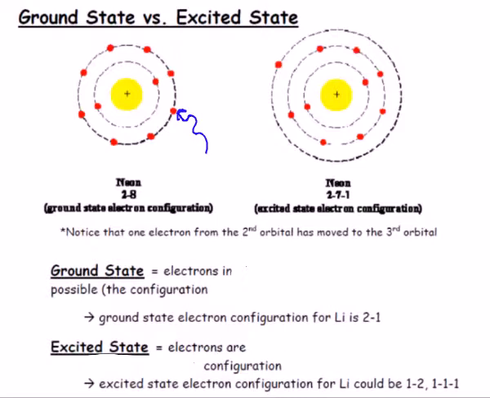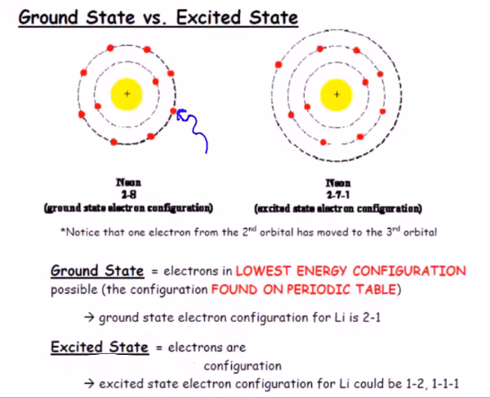So, a couple of notes to add in there. Ground state: lowest energy configuration. This is what's found on the periodic table. So all those configurations that you have written on your periodic table, guys, those are all ground state configurations. So for neon, its ground state is 2-8.